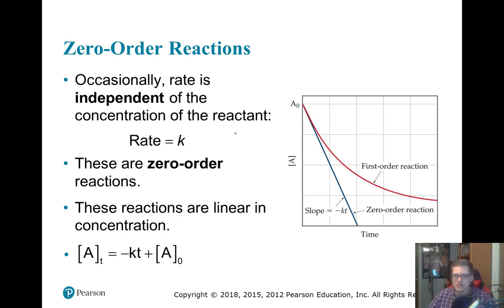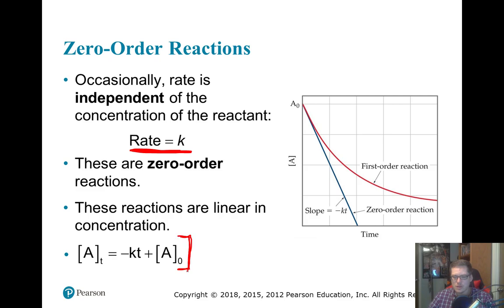Okay, the last one here is zero order reactions. These are reactions where the rate is independent of any concentration. It doesn't matter what your concentration is, your rate doesn't change. In a zero order reaction, and these are fairly rare, our rate equals k, just straight up. And instead of deriving it, we're just going to set it equal to this guy here.